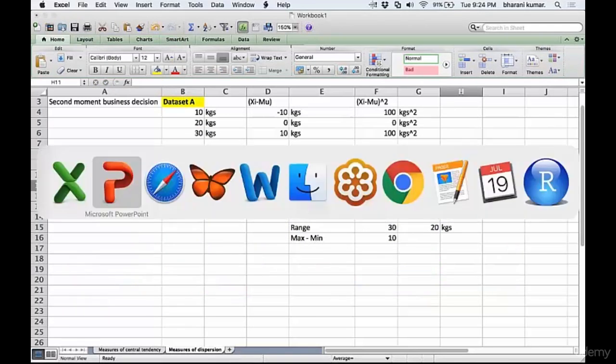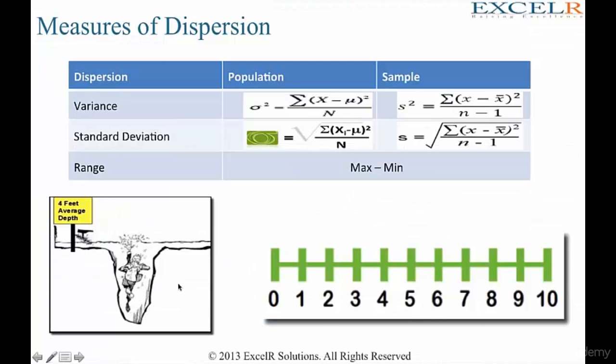Now, there is a small anecdote here. Say you want to cross a river, and you have to cross it by walking. And you ask a person on the ship what the depth of the river is. He says it is 4 feet on an average. The depth of this river is 4 feet on an average. And your height is 6 feet. Would you cross the river?